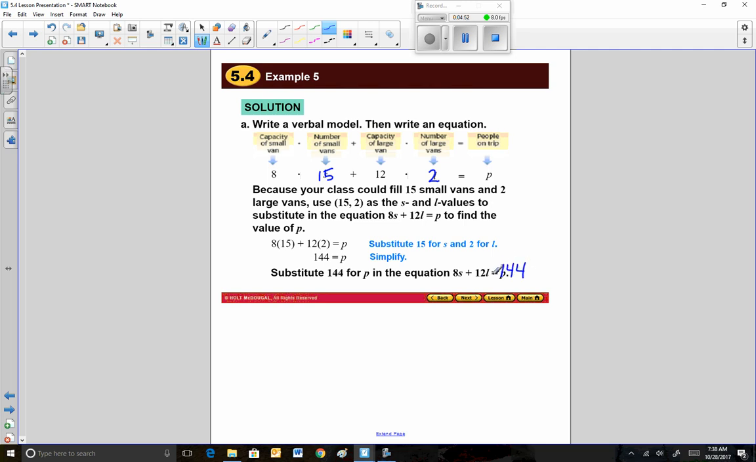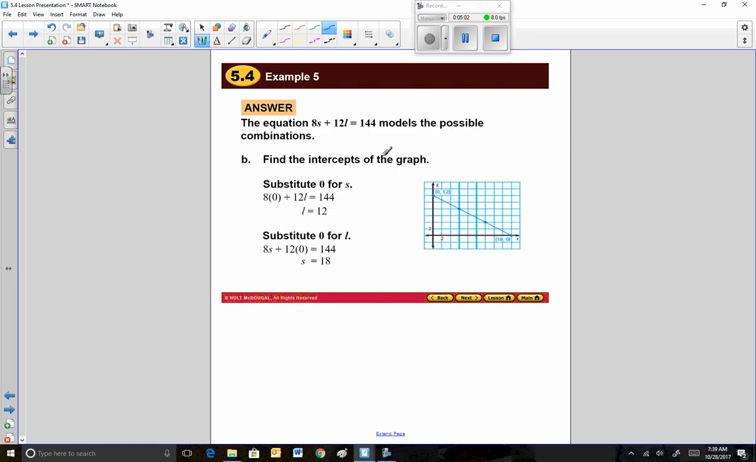Now is this in standard form? It is, even though it doesn't have X's and Y's. There's your X, there's your Y, and a constant over here. All right. So we have our nice equation, and we need to find the intercepts of the graph.